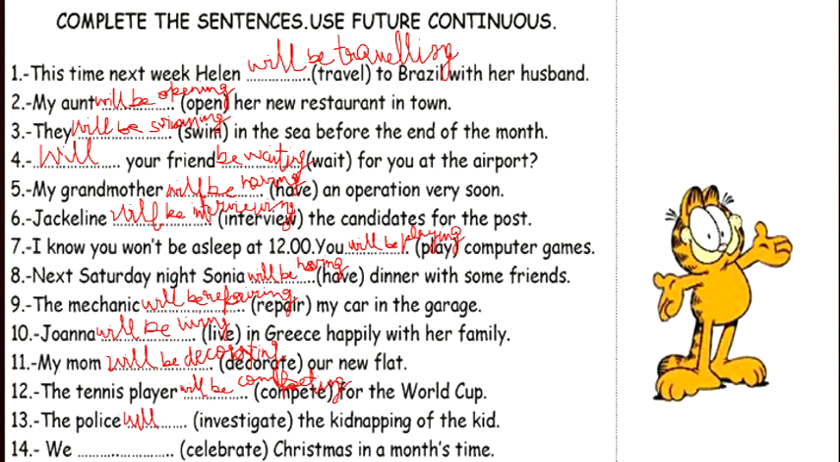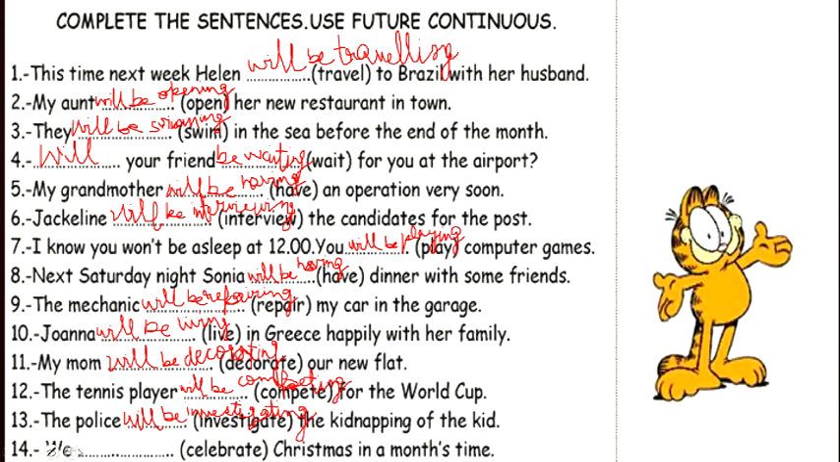Alright? Number 13. The police investigate the kidnapping of the kid. Now investigate means when you examine something, right? You check it. You check a case. Okay, to investigate means to find out the reason that you are examining something. Alright, now again E will not come at the end and the spelling will be investigating. So the police will be investigating the kidnapping of the kid.